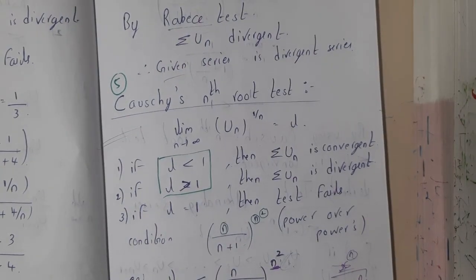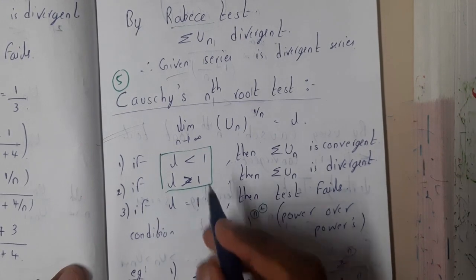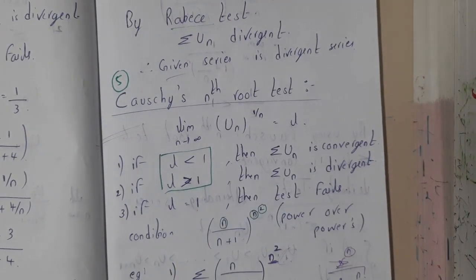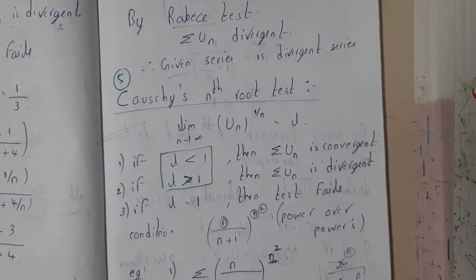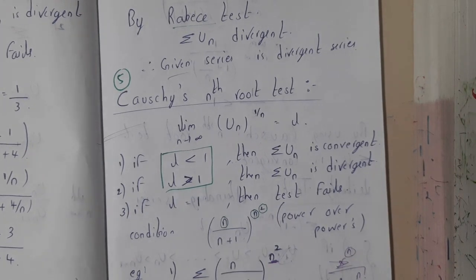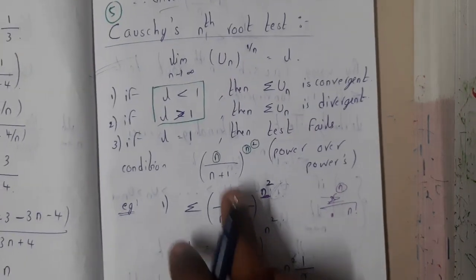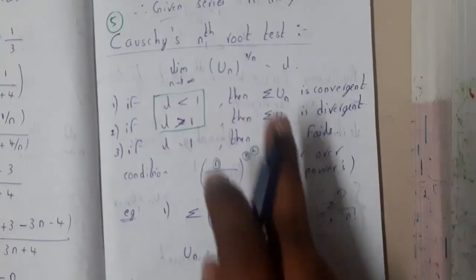Okay, sorry for that. So whatever is written is correct. If it is less than 1, it is convergent, and if it is greater than 1, it is divergent. If it is equal to 1, again this test will fail. So basically here it is nothing but u_n whole power 1 by n, remember that.